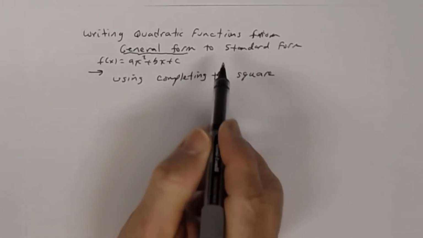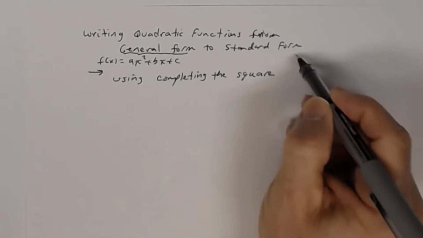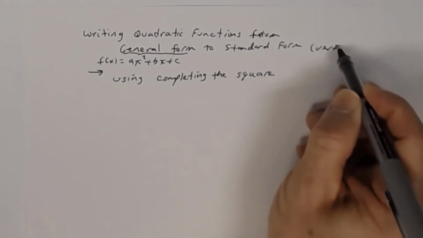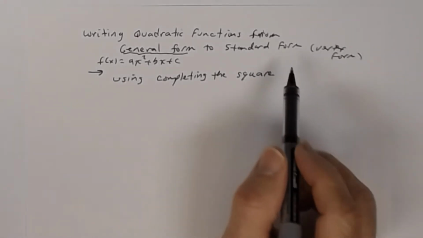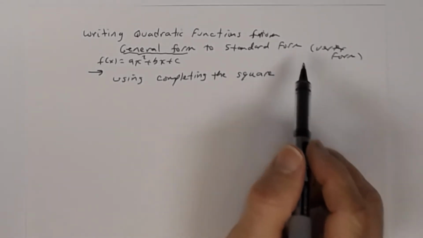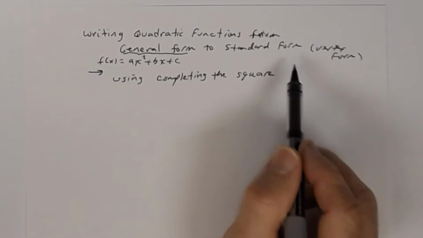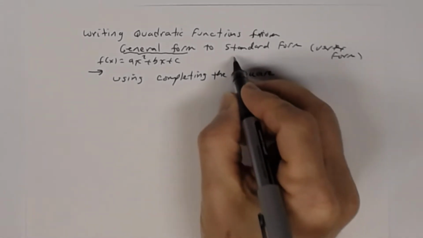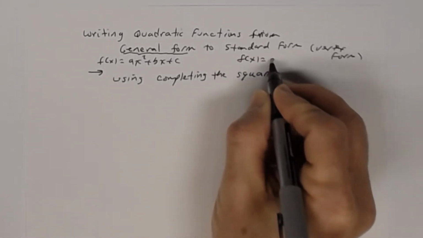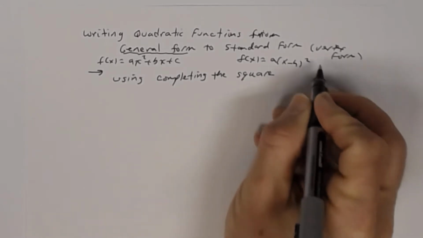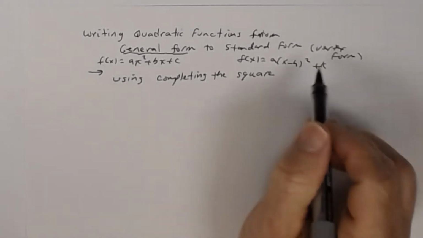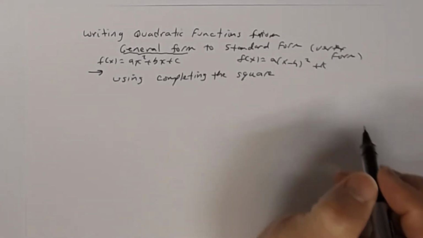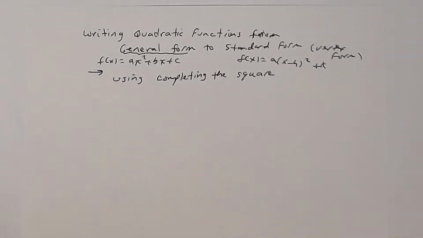And what you want to do is write it in standard form, and this is sometimes called vertex form. So remember, if you see the word standard form or vertex form, they mean the same thing. Now remember, vertex form looks like this: f of x equal a times x minus h squared plus k. It's vertex form because the vertex is h, k. And we're going to do this by completing the square.